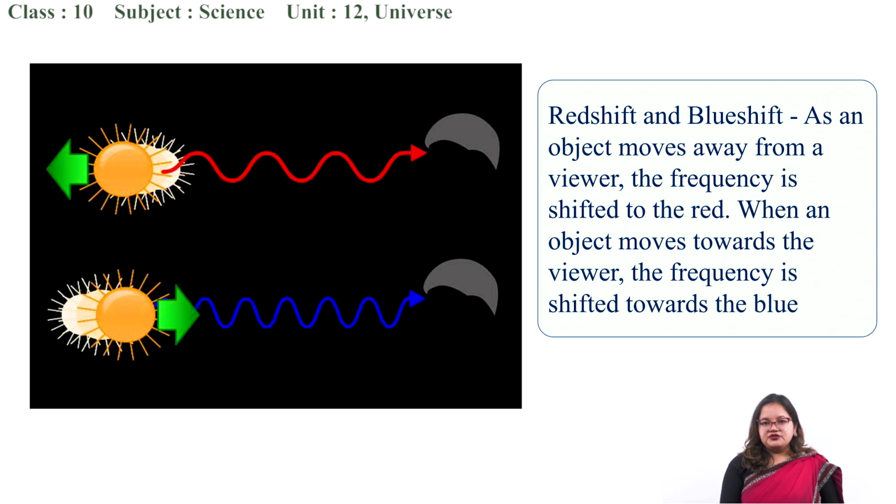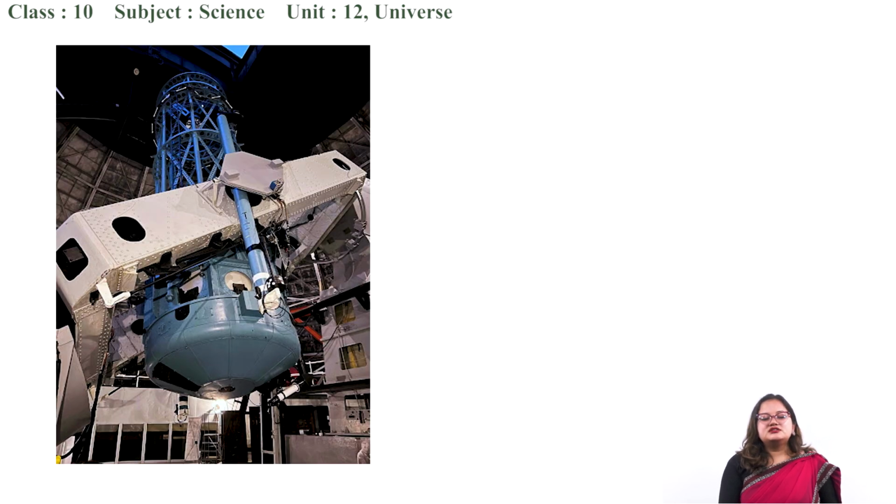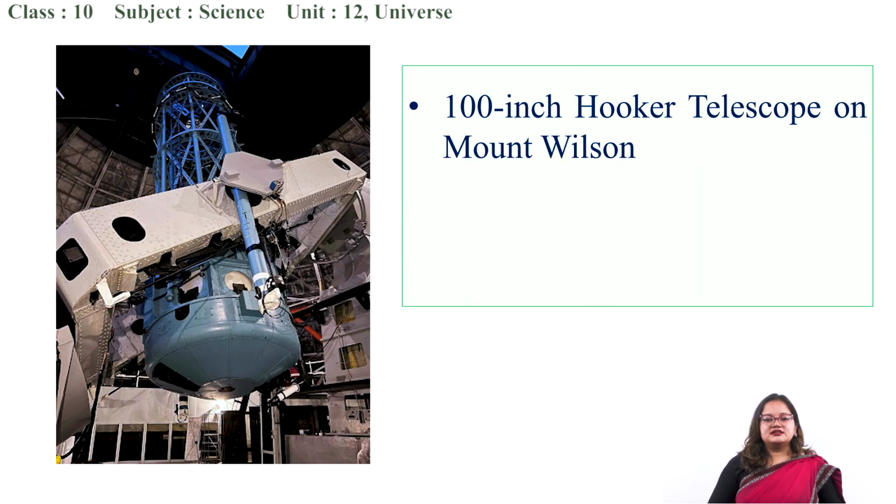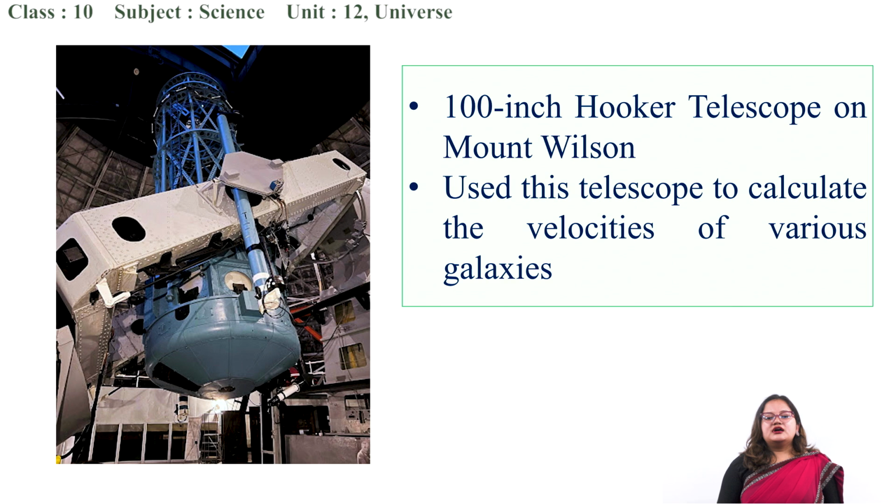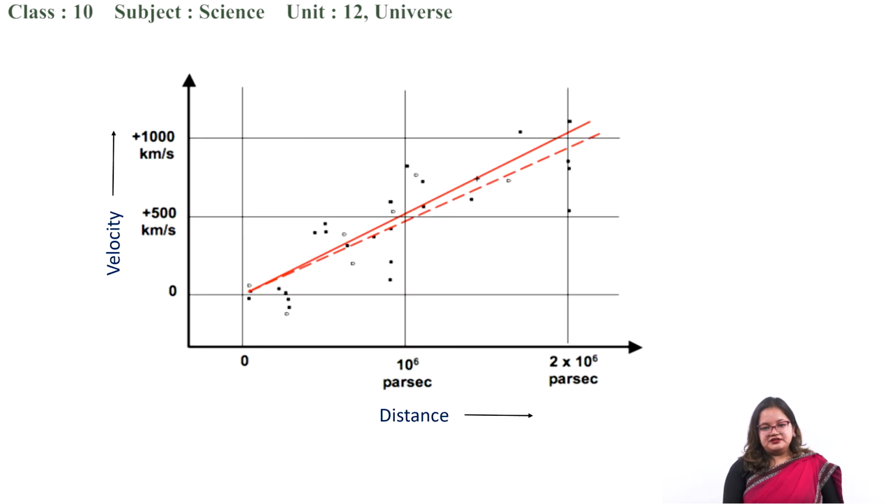This is what Edwin Hubble did. He observed this by using this telescope, which is the 100-inch Hooker telescope, situated at Mount Wilson Observatory. He used this telescope to calculate the velocities of various galaxies as well. While he did this study, he not only studied the motion, he also calculated the velocities along with the distances, and a graph can be seen here.